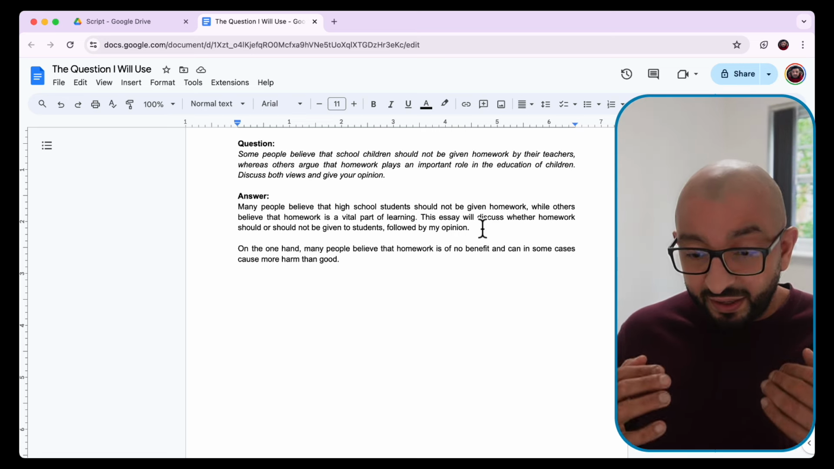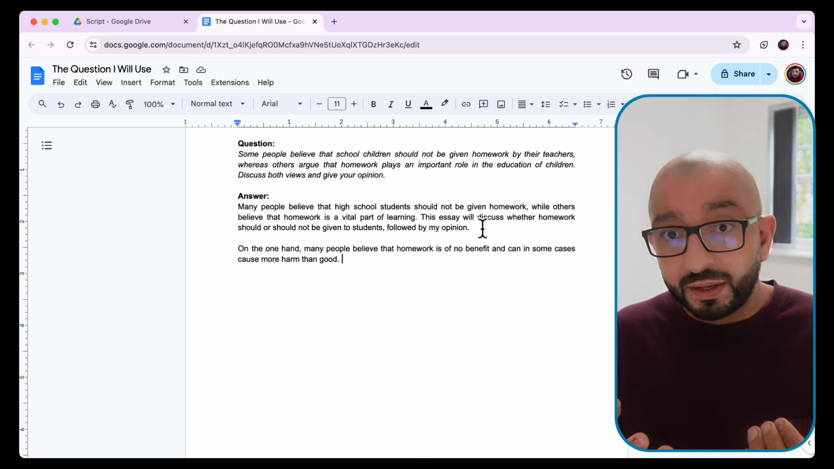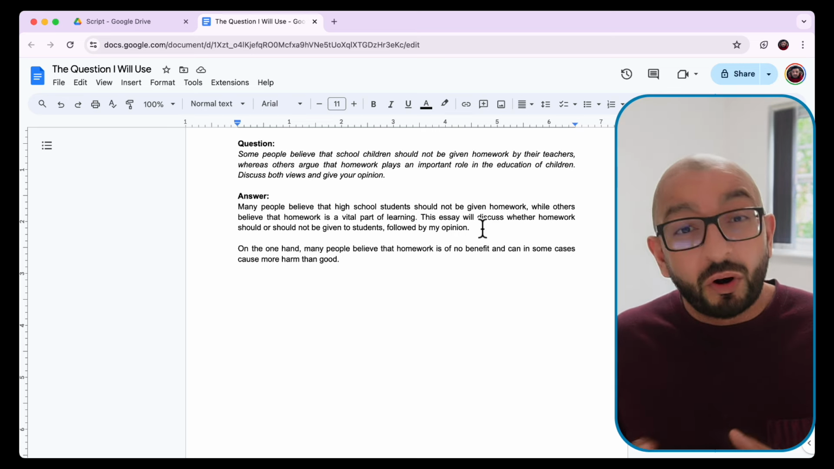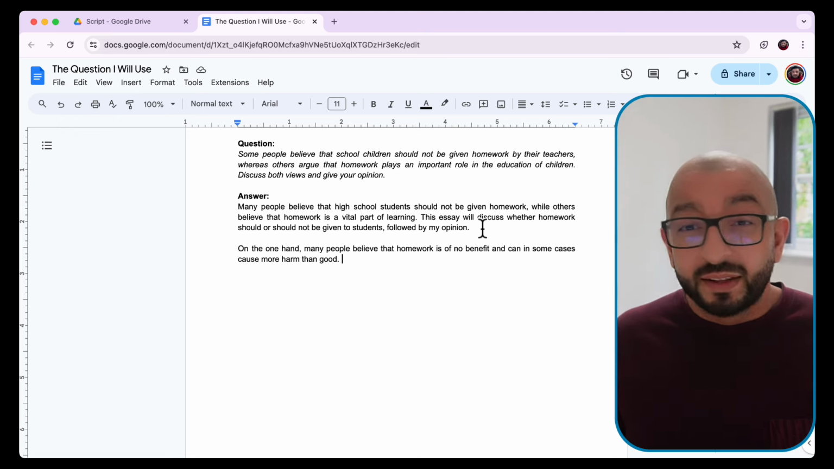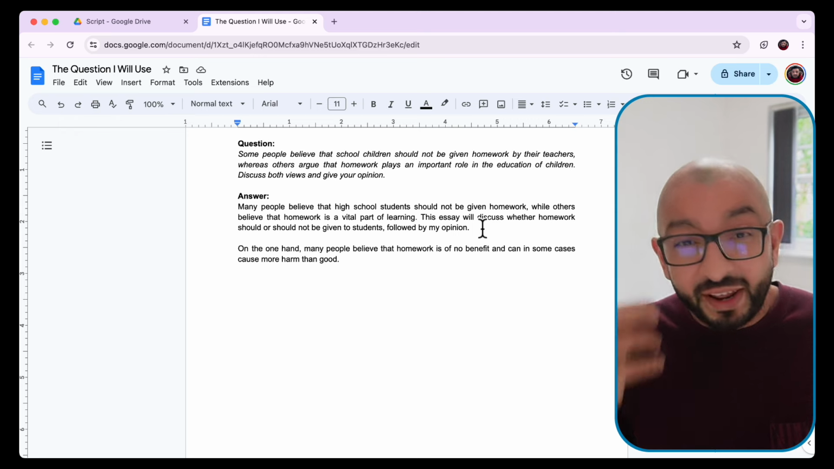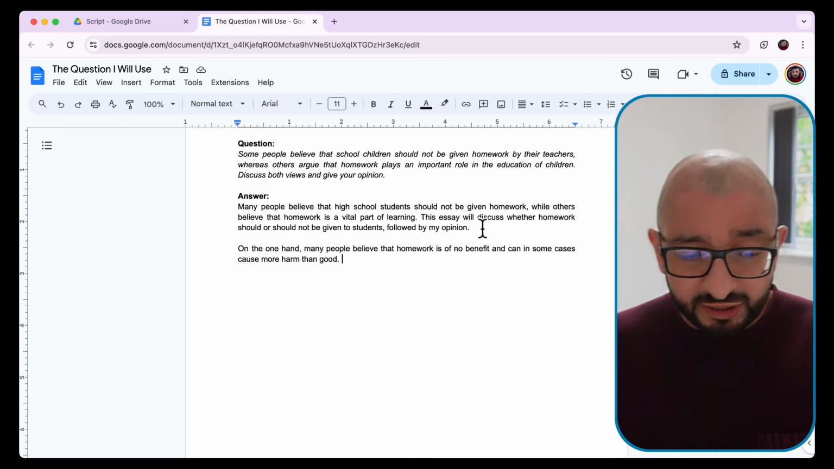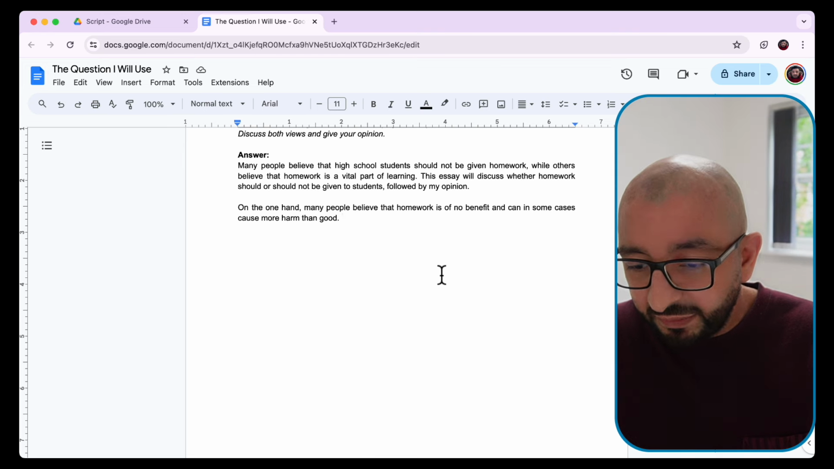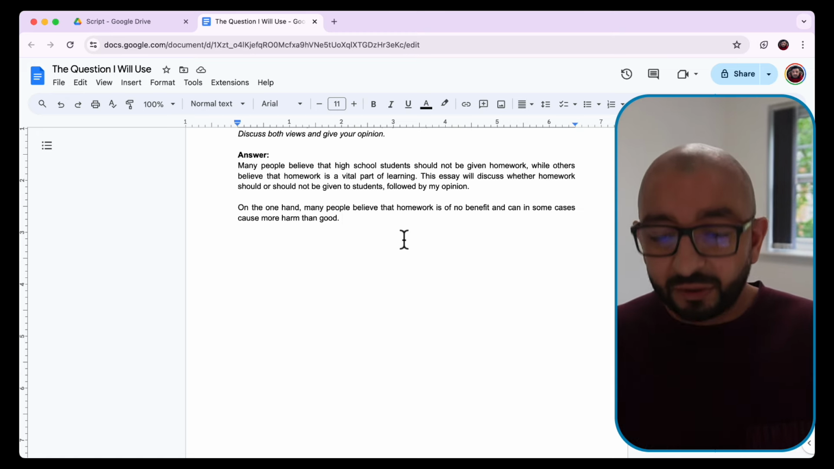So now I need to add a supporting sentence, okay, where I explain extra information to strengthen the argument. So here we want to talk about that when students go home, they're tired and they can't focus and they'll struggle. So if they do homework at home, they won't learn anything. It will just go through one ear and come out the other. It will be no benefit. So I'm going to write a supporting sentence here. On the one hand, many people believe that homework is of no benefit and can, in some cases, cause more harm than good.